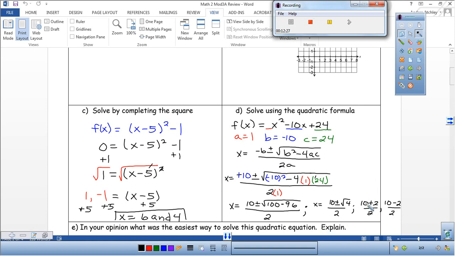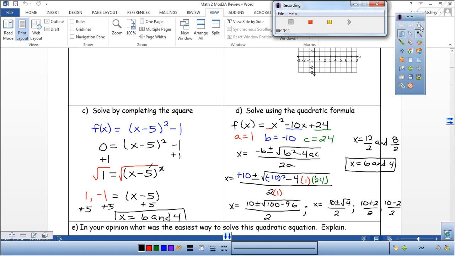When I simplify that, 10 plus 2 is 12, so I'll put x equals 12 over 2. And 10 minus 2 is 8 over 2. Then I can just simplify those and get x equals 12 divided by 2 is 6, and 8 divided by 2 is 4. So those are all the different ways you can solve a quadratic equation.